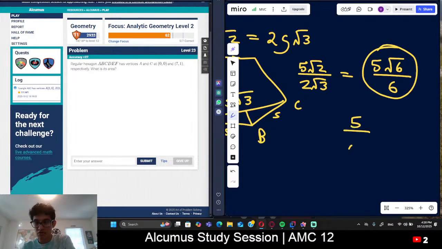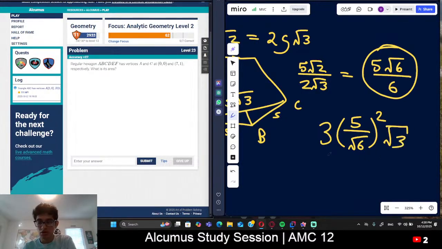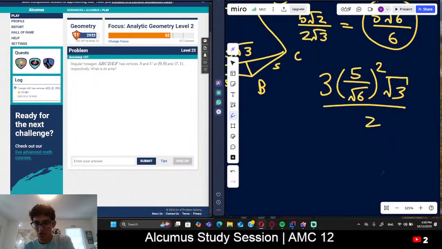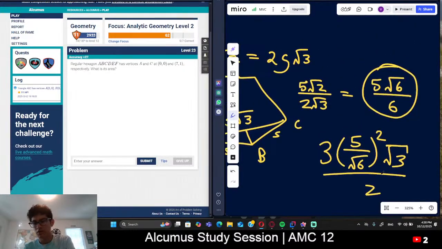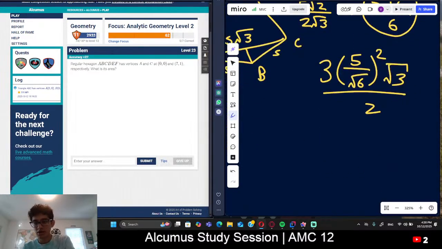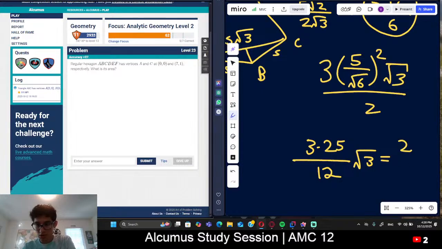It's probably easier to write this as 5 over root 6, and now we square this and multiply by 3 root 3 over 2. I think that should work. Oh, wait. Yeah, that'll give us 3 times 25 over 12, root 3, which is 25 over 4 root 3.